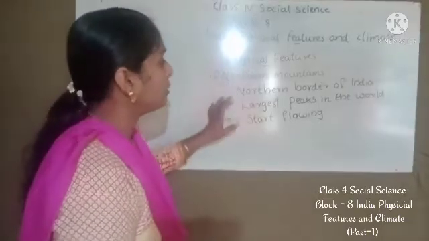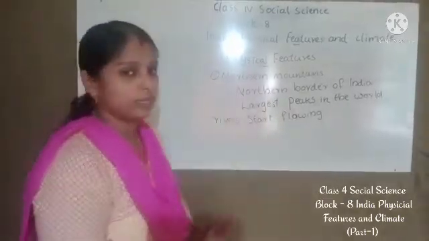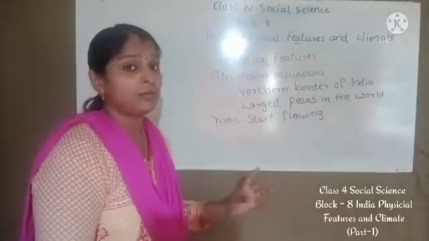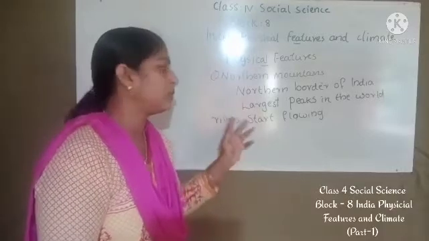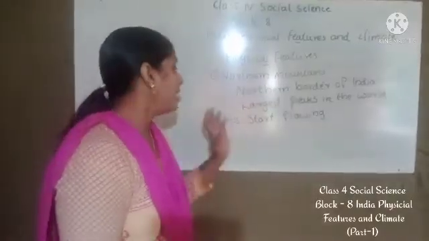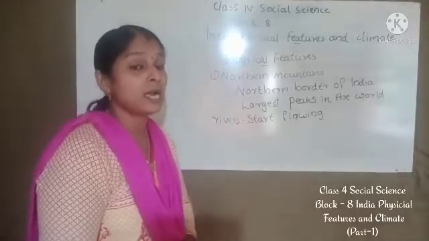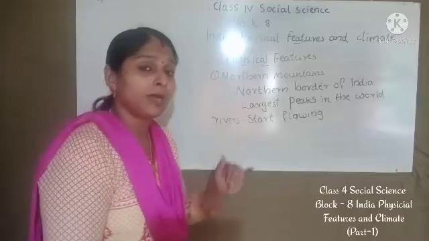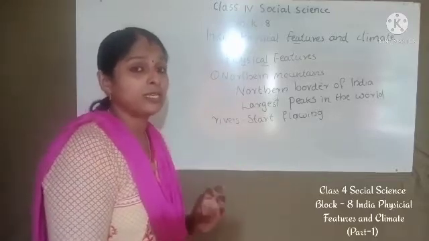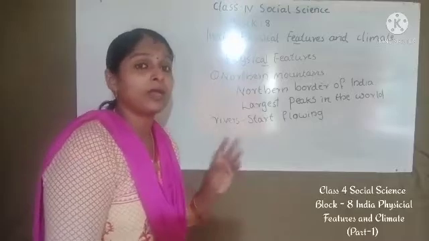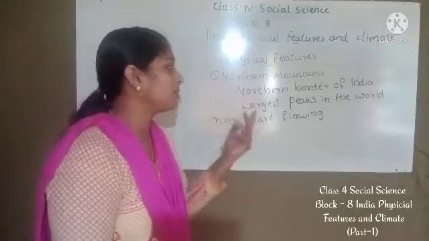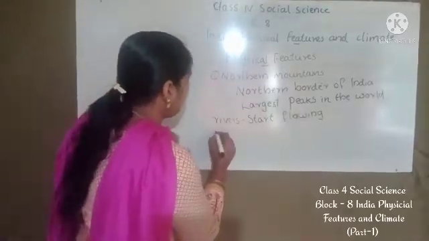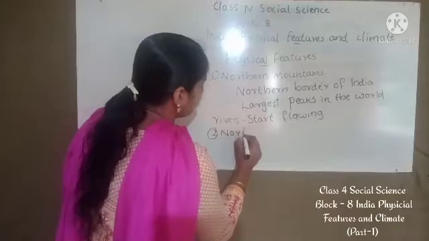So northern mountains are situated in the northern border of India, and many of the largest peaks in the world are here. Many rivers originate from this mountain. We know the Himalaya mountain. Ganga, Yamuna, Brahmaputra, so many rivers are originating from this northern mountain. The next one is the northern plains.